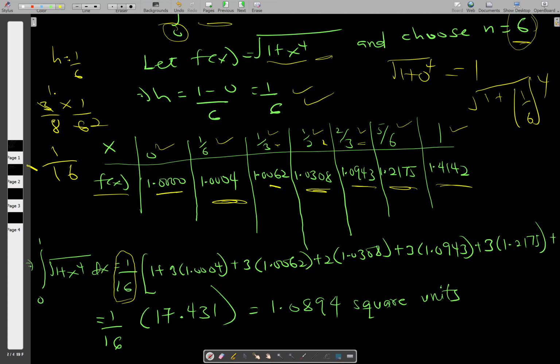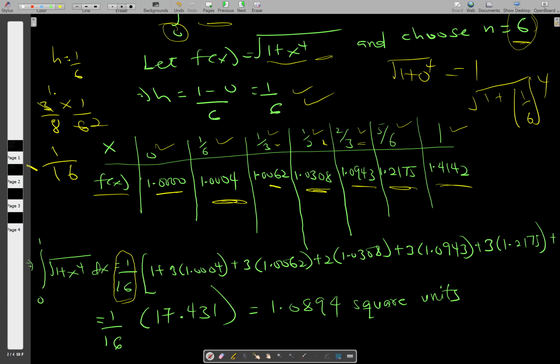Now let's consider the middle values. The middle values start from here, that is f of 1 over 6 up to f of 5 over 6. Since we are solving using Simpson's 3/8 rule, we should follow the pattern 3, 3, 2 for the middle terms. So we multiply 3 by 1.0004. We have it here. We also multiply 3 by 1.0062. Then the next one is 2, so we multiply 2 by 1.0308. Then we come back to 3. 3 times 1.0943. The next one, 3 times 1.2175. The next one is supposed to be 2 times 1.4142, but don't forget, 1.4142 is the last term, so we don't multiply by any value. So you maintain it.